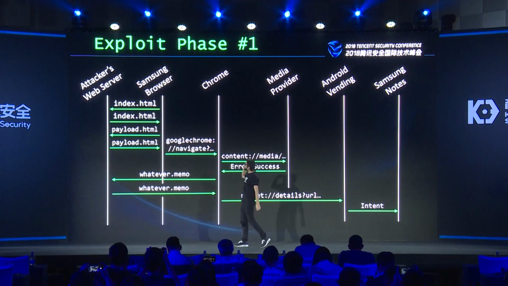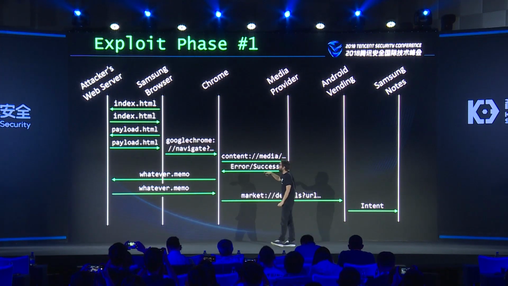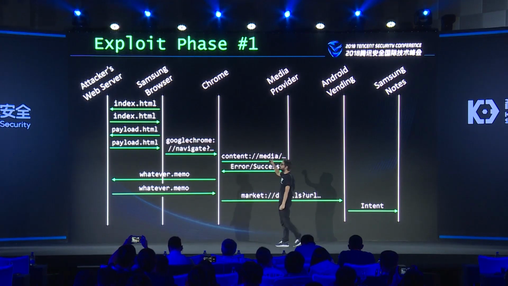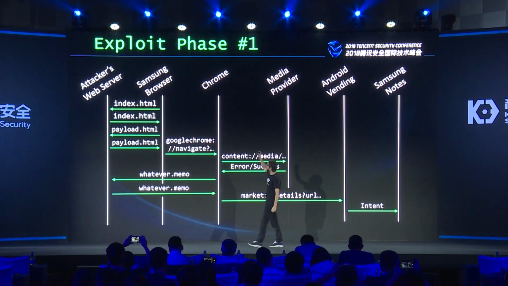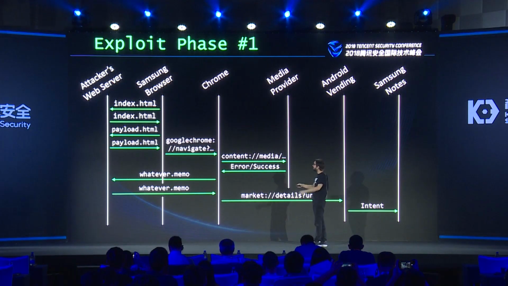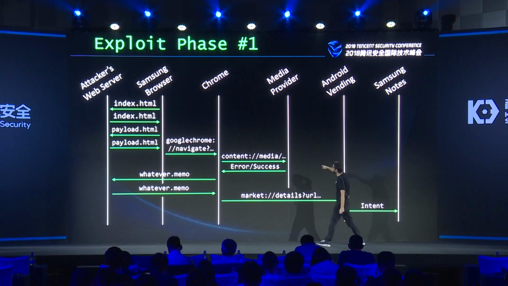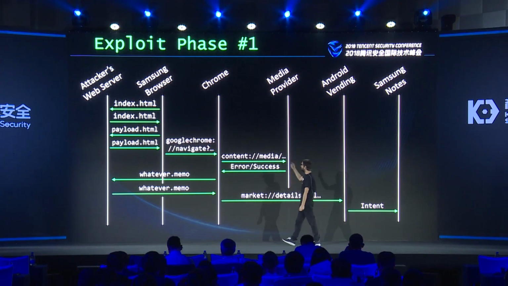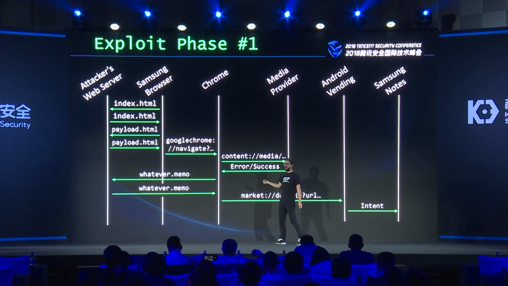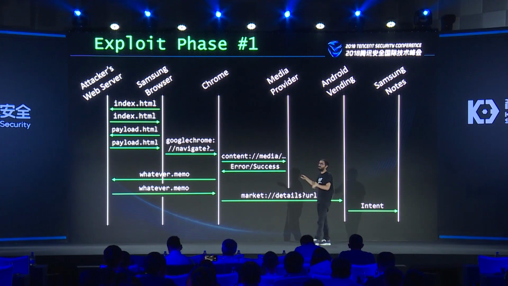From a Samsung browser, we go to index.html. Index.html forces the Samsung browser to download payload.html. Then we use the Google Chrome scheme to redirect S browser to Chrome. Then from the Chrome application, we use the content scheme brute forcing mechanism to find the ID of payload.html. Once we find the ID of payload.html, we force download another file called whatever.memo. Since we know the ID of payload.html, we now know the ID corresponding to whatever.memo, because this is payload.html ID +1.